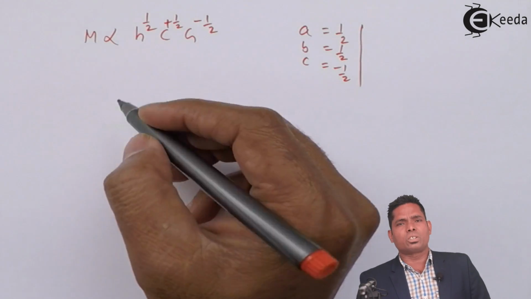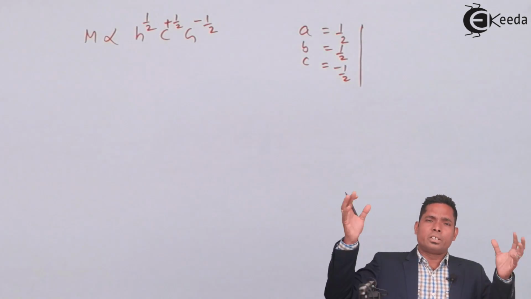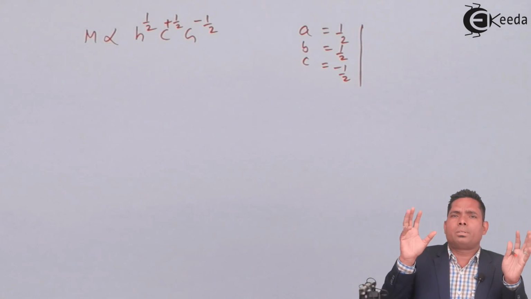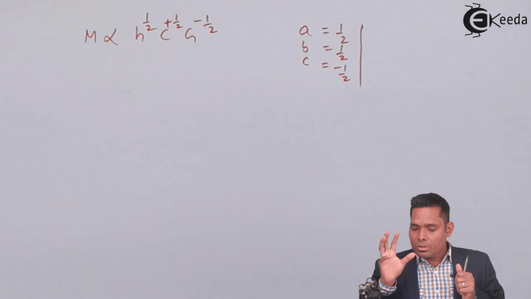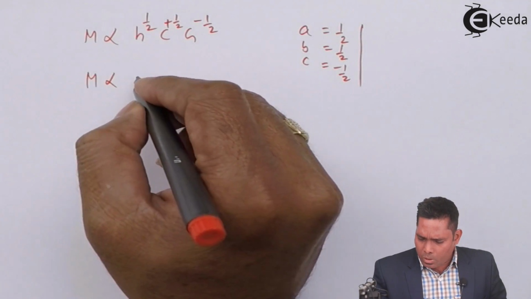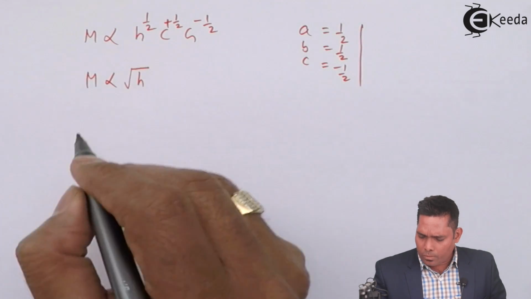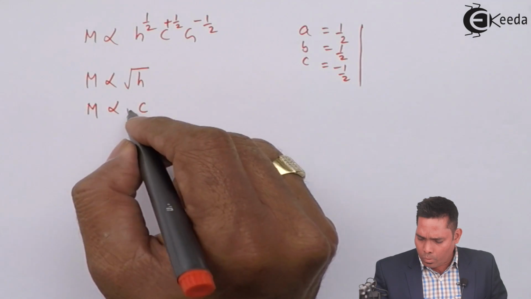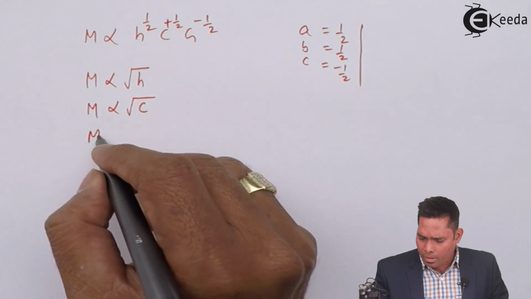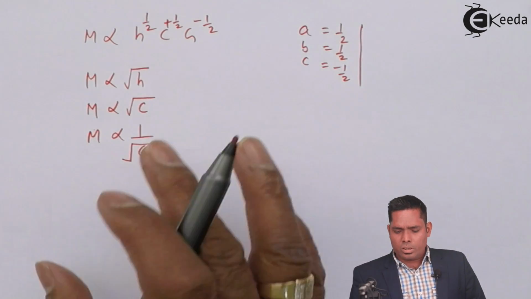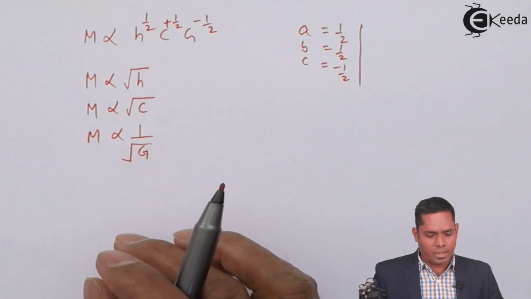Substituting that in the expression that we initially considered, with the unknown powers of h, g and c being a, b, c respectively, we are getting this. So M is proportional to root of h, M is proportional to root of c, and M is inversely proportional to root of g. So this is how M is related to h, c and g.